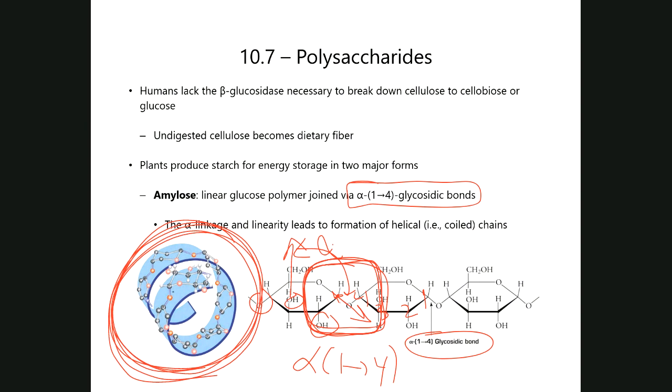And when you ingest a sample of starch, what's in there is these coils. They're very long, but they form these more complicated aggregates in which neighboring coils can interact with each other, as opposed to neighboring strands forming linear aggregates. So we call this a linear polymer, again, because it's just alpha 1-4 from the beginning all the way to the end.